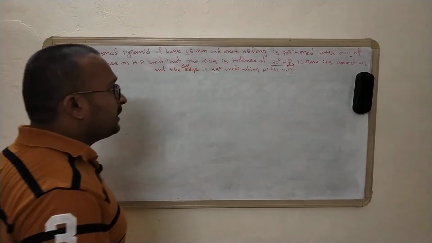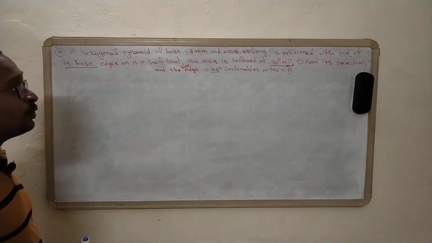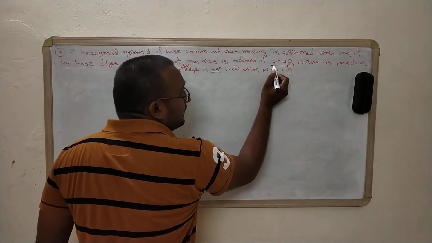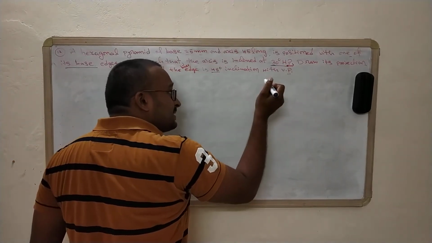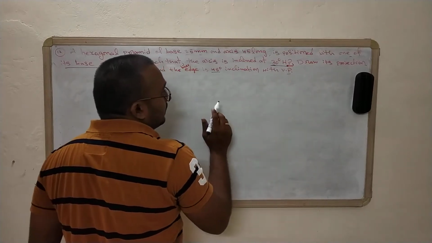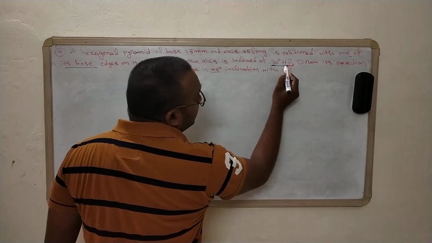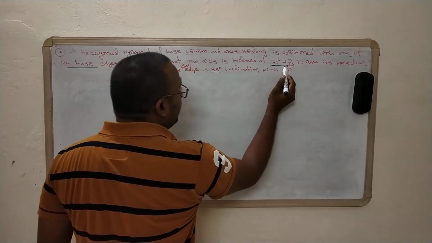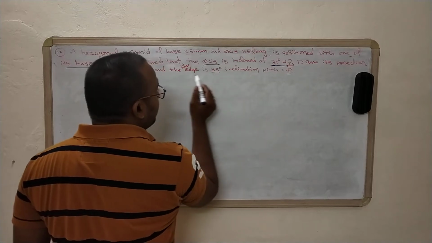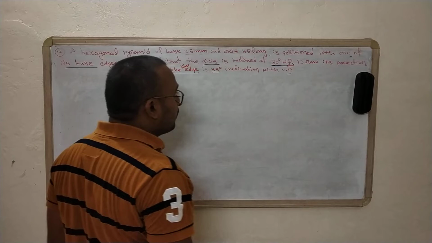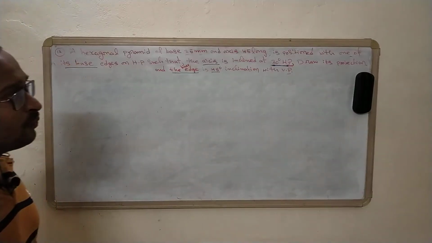Here you can observe that in the earlier case of the cone, the axis is at 30 degrees inclination and the axis is also making an angle of 45 degrees with VP. But here the first condition is that the axis is inclined at 30 degrees to HP, and the base edge is inclined at an angle of 45 degrees to VP.